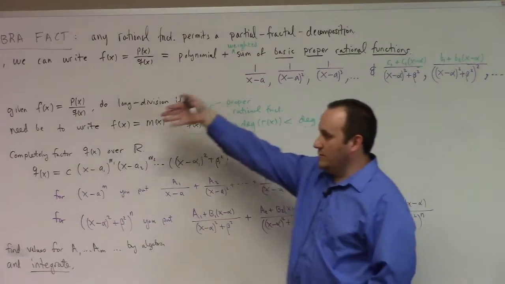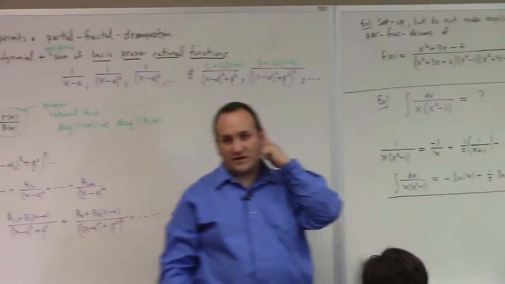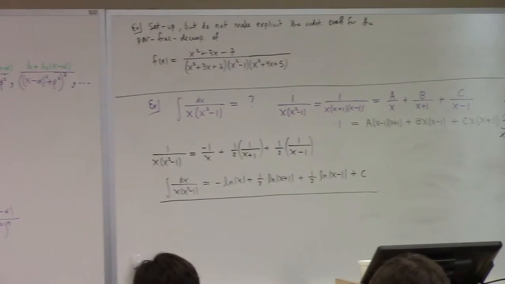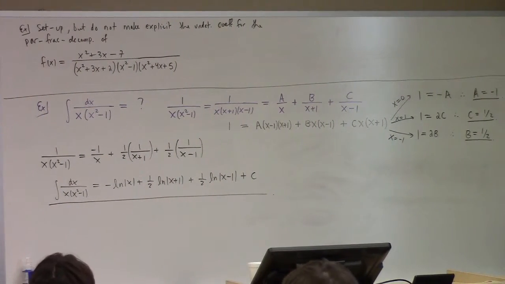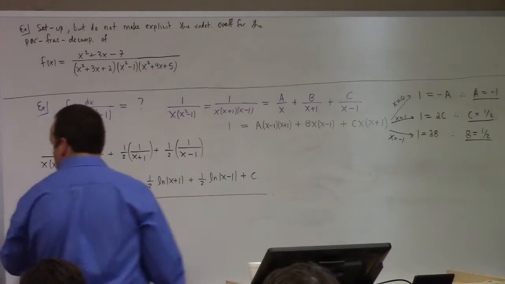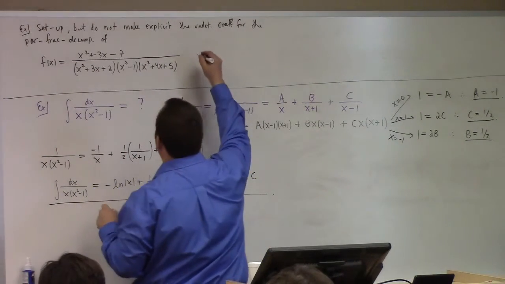My point is, thankfully, we don't have to do step 1 for this example, because that's already a proper rational function. The degree of the numerator is 2. The degree of the denominator is what? 6. Okay, good. So step 1 is done. But we have to completely factor the denominator. So how do we do that?